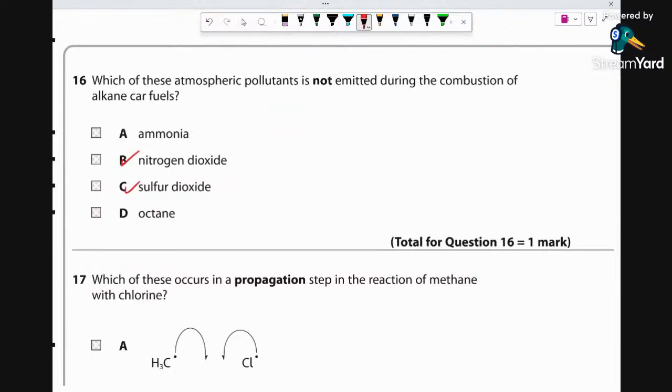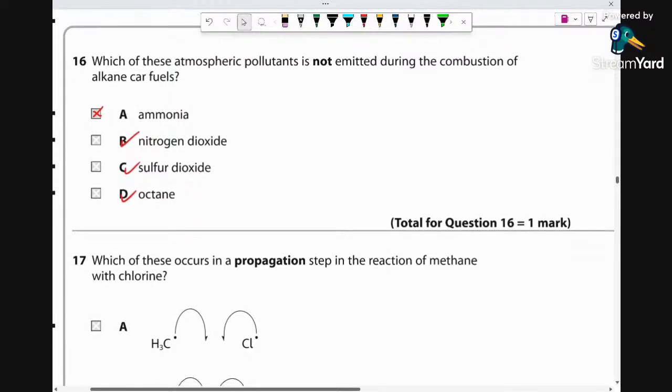Which of these atmospheric pollutants is not emitted during the combustion of a car? Yes, unburned fuel residue. The answer is A. You can't get ammonia. That would be madness. So ammonia, nice and easy. The only way we make ammonia is through the Haber process, definitely not through burning fuels in cars.